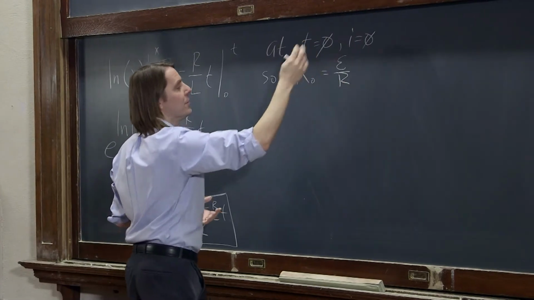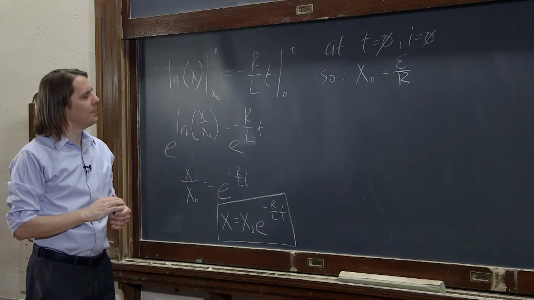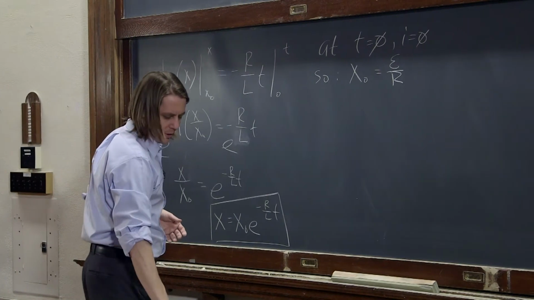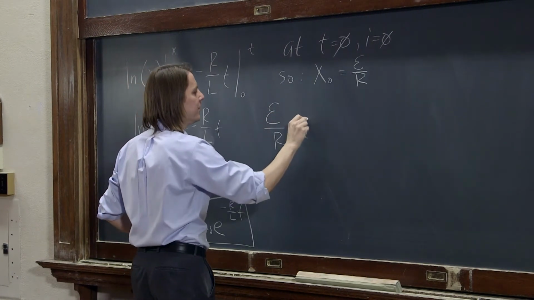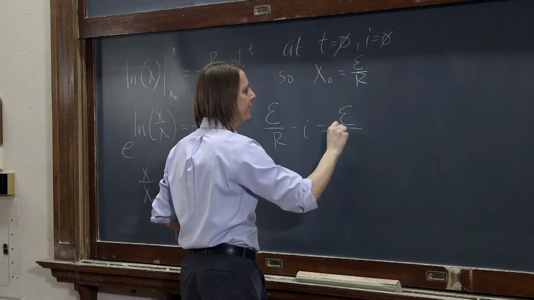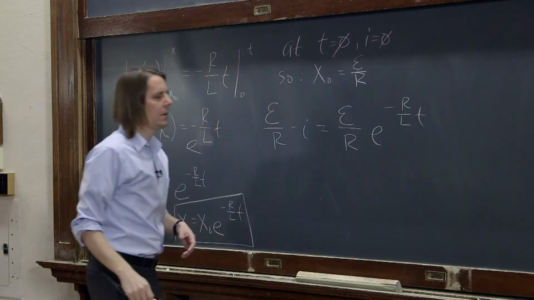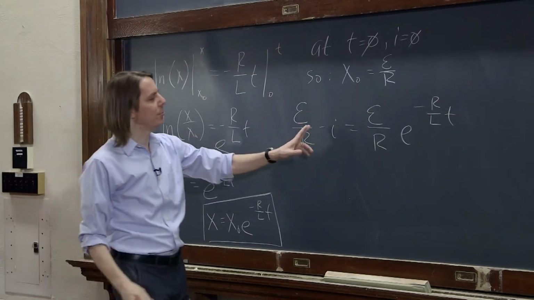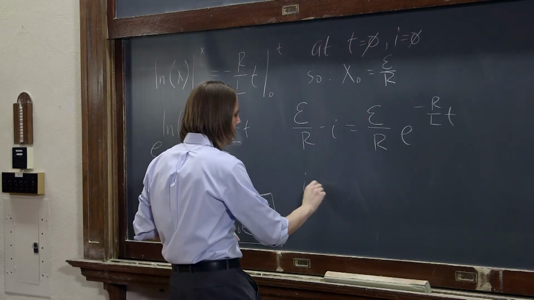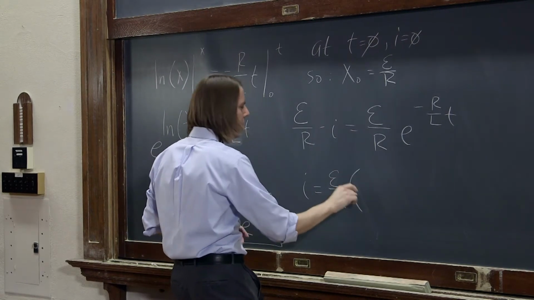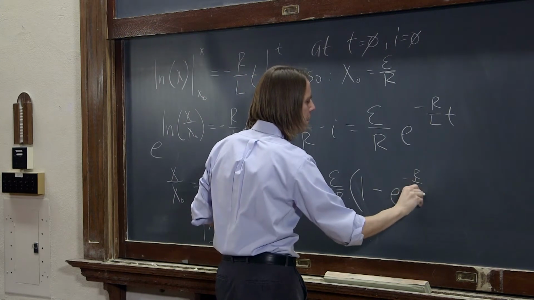You can see that's actually the current that you would get if you had no inductor in there. So now we plug that in here, and we plug in for x. So x, the EMF over R minus I, equals x naught, the EMF over R, times e to the minus R over L t. And then you solve for I. You bring I over here, you bring this over here, you divide through by the EMF over R, and you get that I equals the EMF over R times 1 minus e to the minus R over L t.